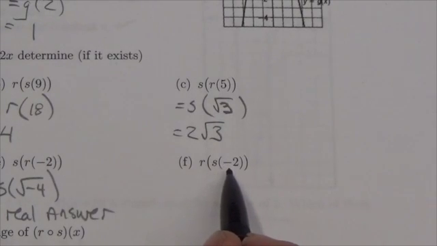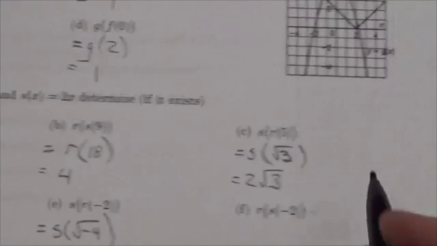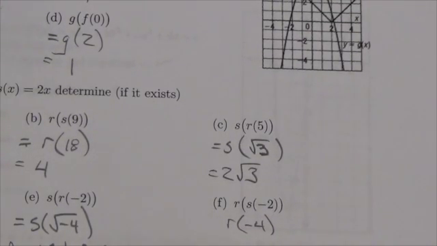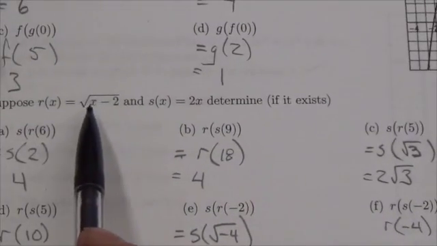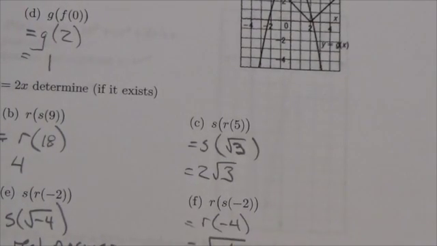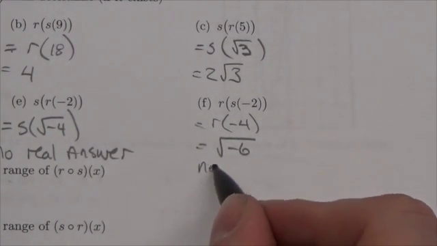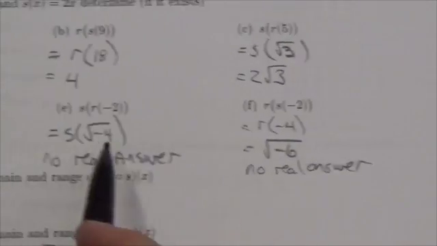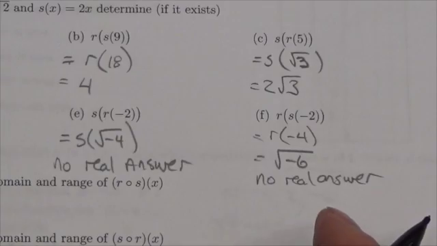r of s of negative 2. Well, s of negative 2, if I plug that in, 2 times negative 2, is going to be negative 4. And then r of negative 4, if I go to my r function, negative 4 minus 2, this is going to be the square root of negative 6. And again, we're running into a problem here where there's no real answer. So, same problem, it doesn't really matter what order. However, we are getting different results there.